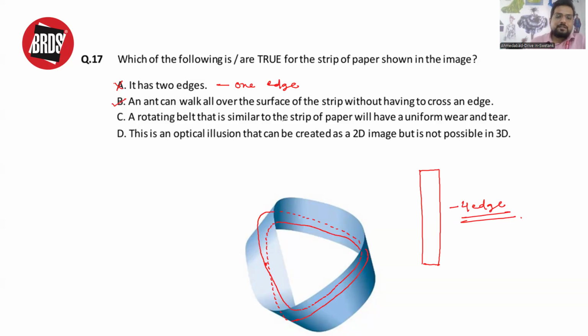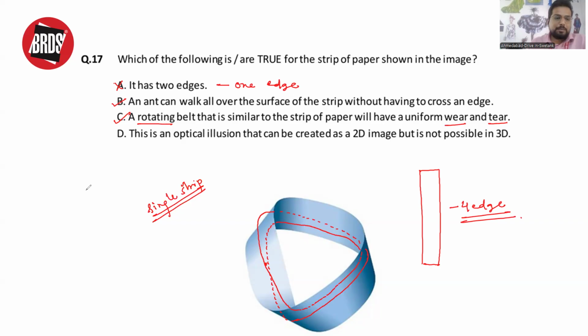A rotating belt that is similar to the strip of paper will have a uniform wear and tear. Definitely true, because it is a single strip. So if there is a belt of the same type which is going through a particular mechanical operation causing wear and tear to this belt, every single part of that strip is going to pass through the same mechanical reason through which it is causing the wear and tear. So definitely if the belt is rotating, then it will have a uniform wear and tear.